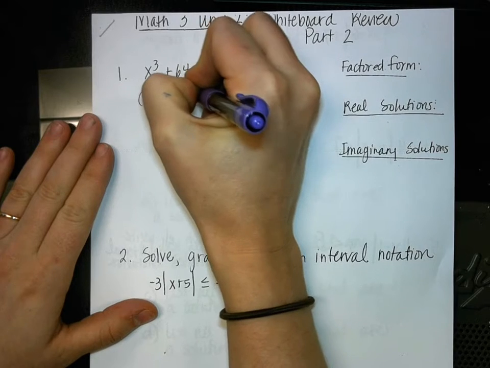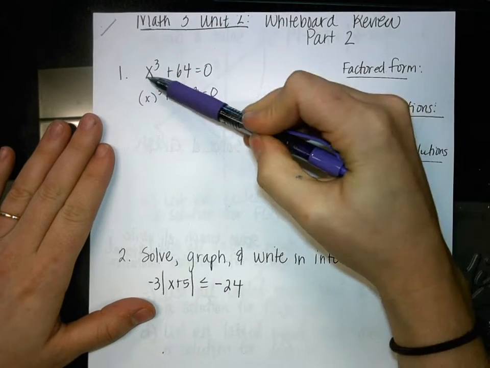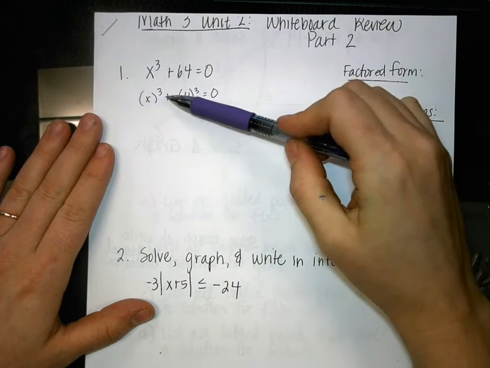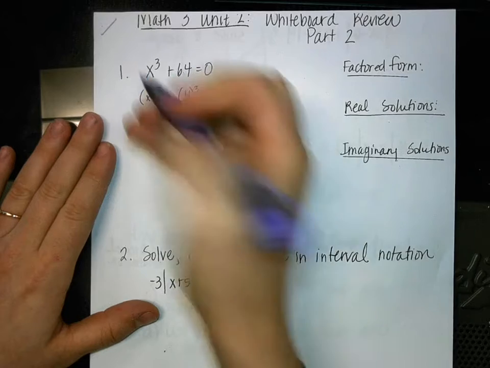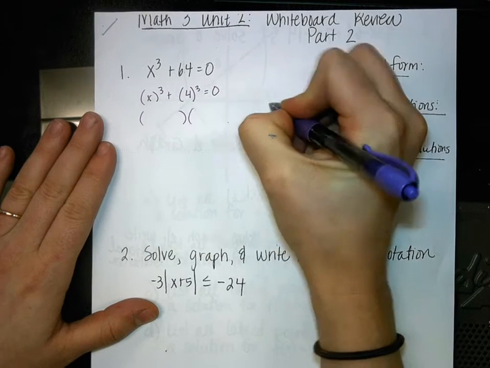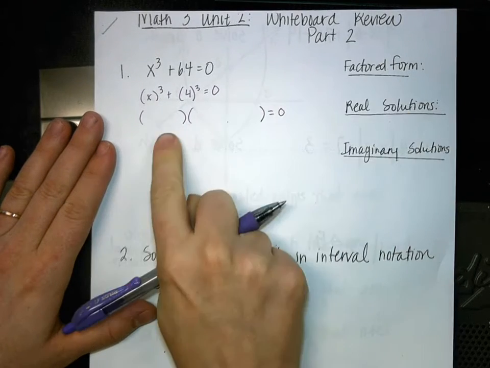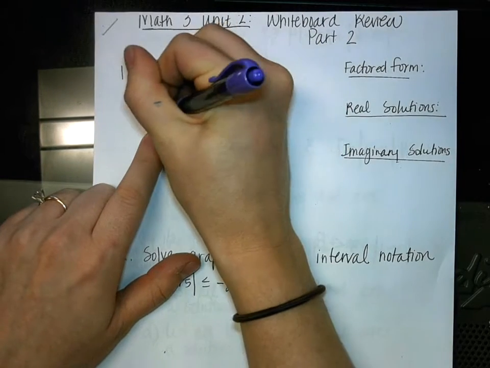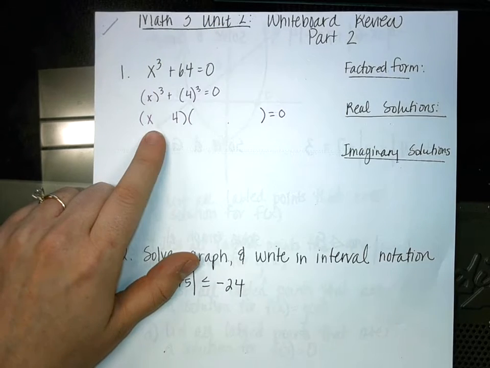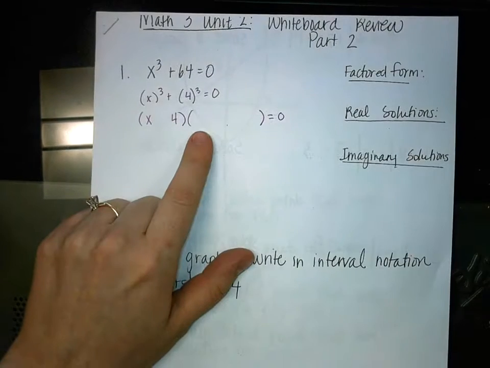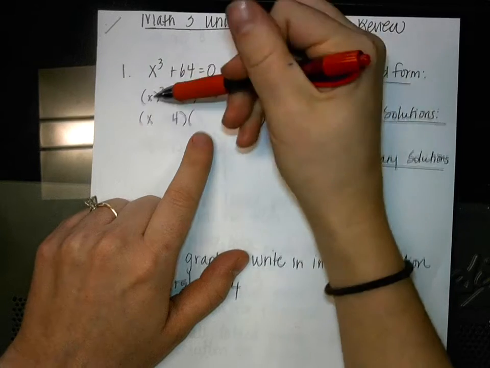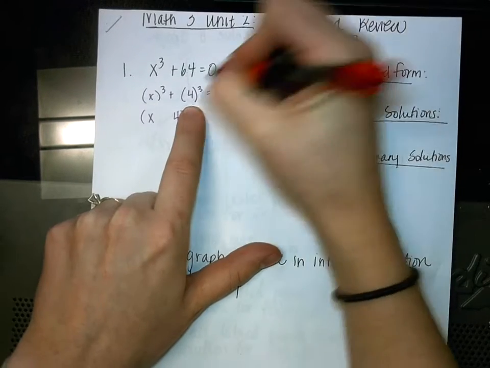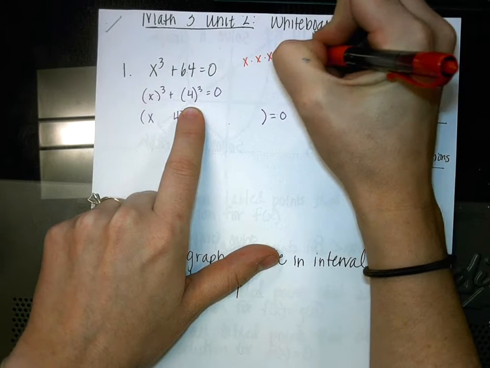I know that if I write each of my terms as my base to the third power, then I can more easily write the factored form, which is going to end up being a binomial times a trinomial. My binomial comes from my two bases, so in this case x and 4 are my bases. My trinomial, I can write out this x cubed as x times x times x. I can write out 4 to the third power as 4 times 4 times 4.